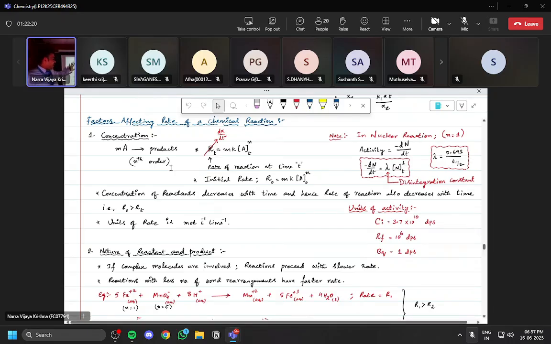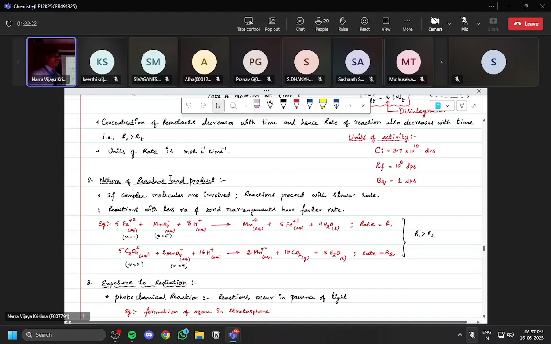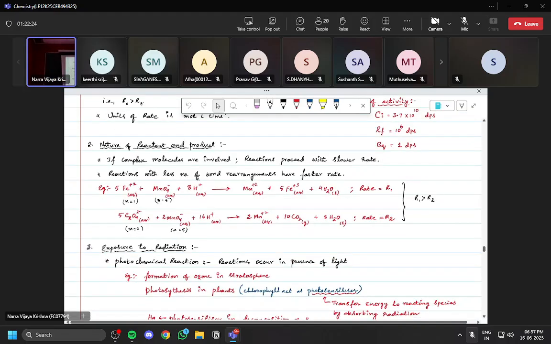Next parameter, nature of reactants and products. Generally, solids will react less readily than liquids than gases. In case of solids also, if the surface area increases, if I make them into powder, then the rate of reaction enhances. And one more thing, if complex molecules are involved, then the rate will generally be slow.